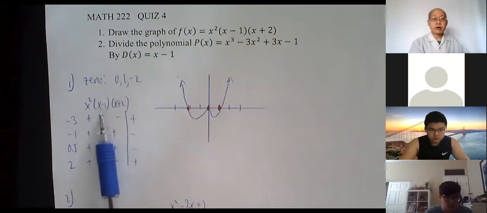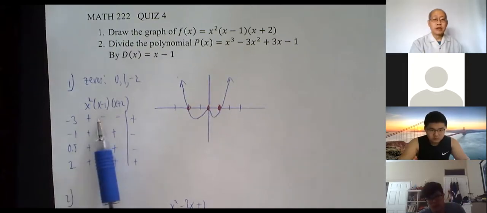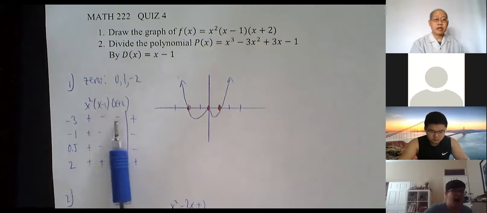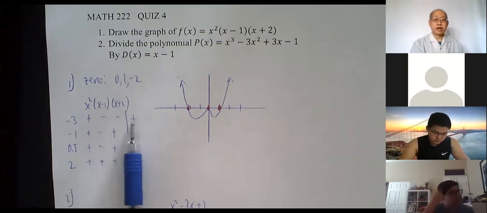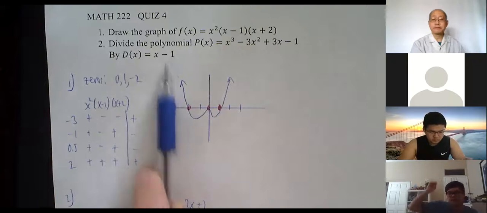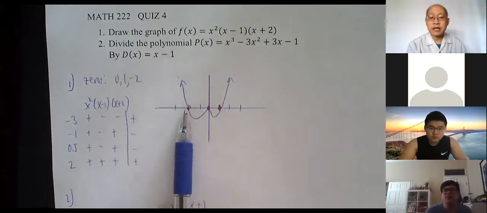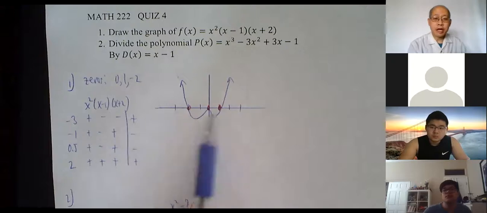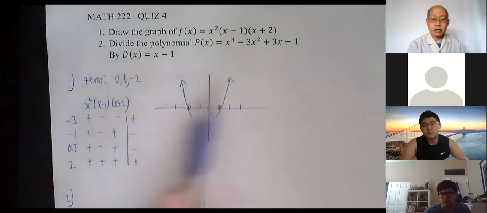So x squared, x minus 1, x plus 2. Notice x squared is always positive, so I just put pluses all the way down here. At -3, x minus 1 is negative, and x plus 2 is negative. So a positive times a negative times a negative is a positive. That means I know it goes up, it goes to infinity. That's the so-called end behavior. Once you go past the first zero on the left or to the right of the last zero on the right, you either shoot to infinity or negative infinity.